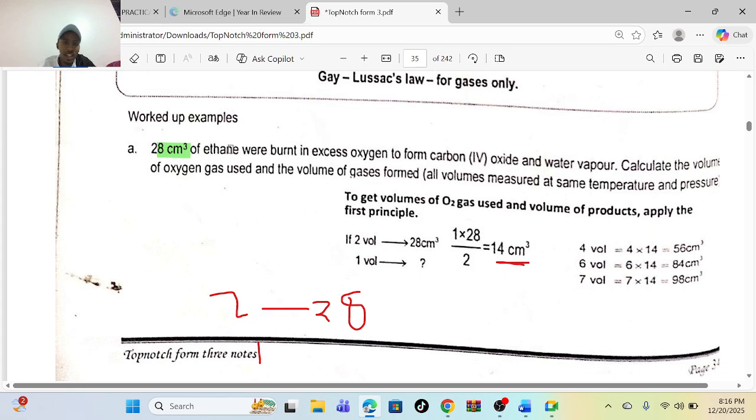28 centimeter cubic of ethane were burnt in oxygen. So it is ethane plus oxygen, and it forms what? Carbon dioxide and water vapor. Calculate the volume of oxygen gas used. So you have number 1, the volume of oxygen gas used, and number 2 is the gas that is formed.